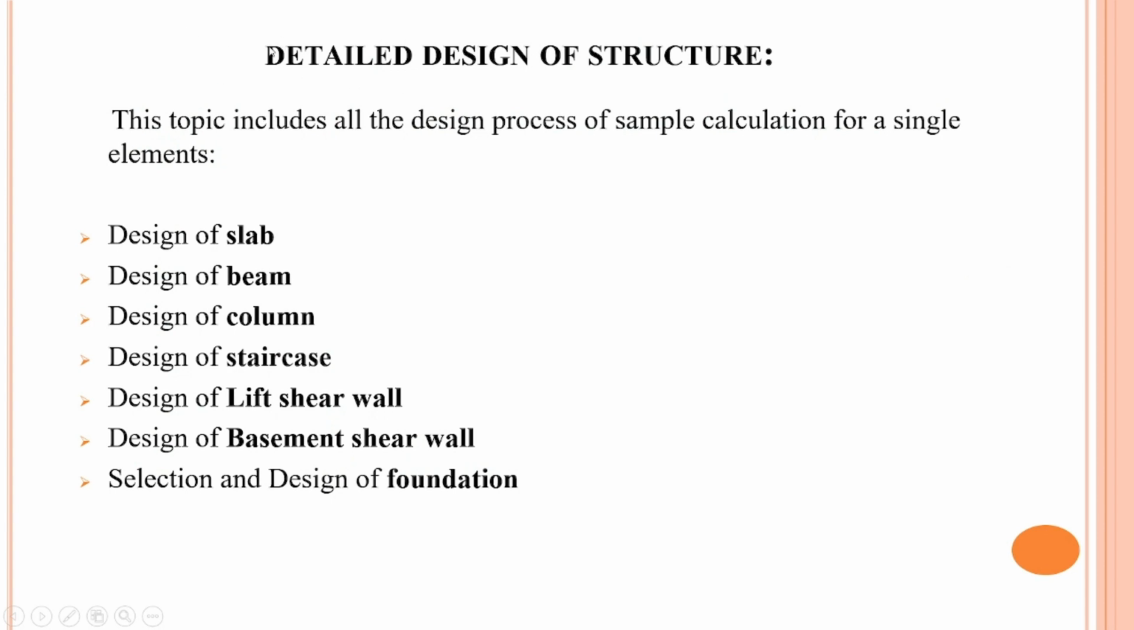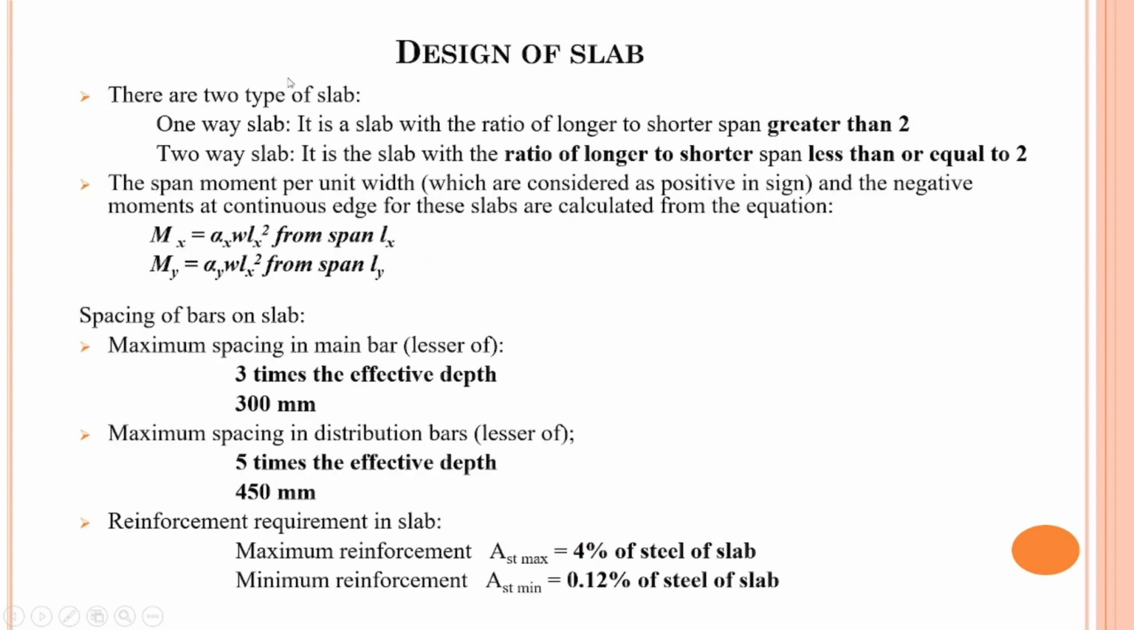That's the result. After that we have the detailed design of structures on the topic, including sample calculations of the design of slab, beam. You have designed all the slab, beam, column, staircase, lift, basement, and foundations. Here you should not discuss the whole design of the slab. You can only include the results, like what types of slab, there are two types of slab, and what kind of formula you have used, mx, my, the specifications, the minimum spacing, maximum spacing, and reinforcement requirements, minimum and maximum. All of this is from the code.